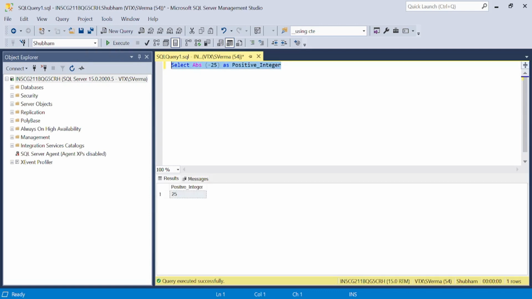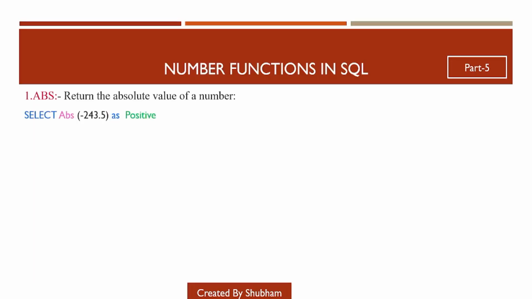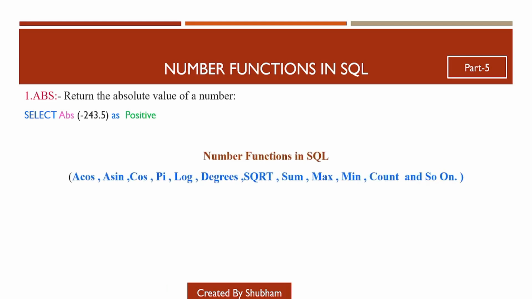So see guys, this ABS function has converted negative integer to positive. So in this way, you guys can use this ABS function. And under number function category guys, we have lot of functions like acos, asin, cos, pi, log. But these functions guys are used by statisticians. So if you guys want to learn these kind of functions, just explore by yourself. And if you see these functions guys like sum, max, min, count, these functions we have already covered in aggregate functions. So mostly we are using ABS function in day-to-day projects. So I have covered only ABS function.